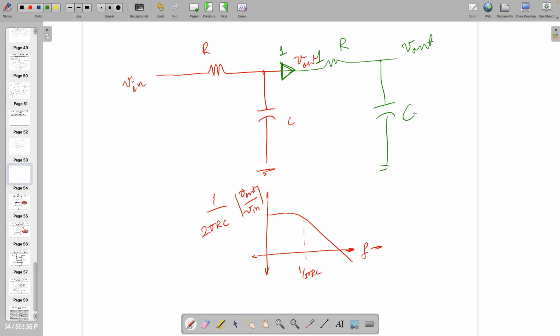What did you get, Santosh? So bandwidth will be the same, but slope will be more. The slope will be 40 dB per decade. Bandwidth will be the same. Okay. You agree with this one or no? There are two poles. Right? Can you write down the transfer function first and then find out?